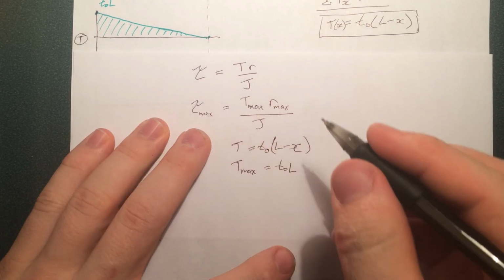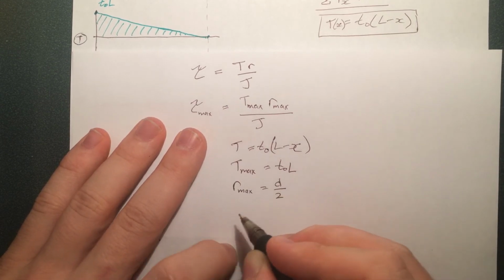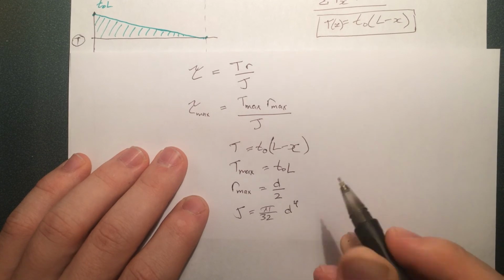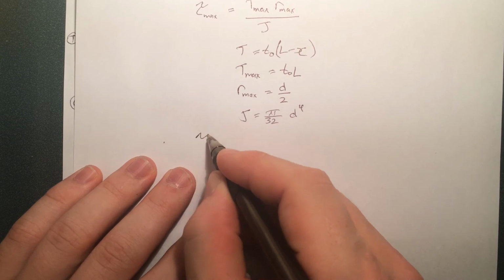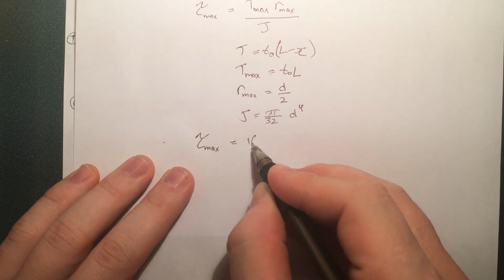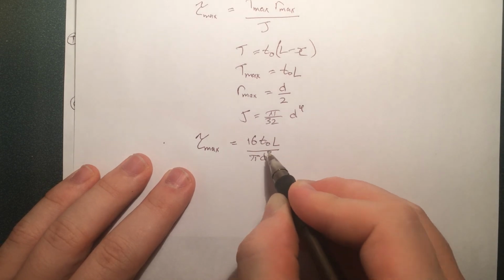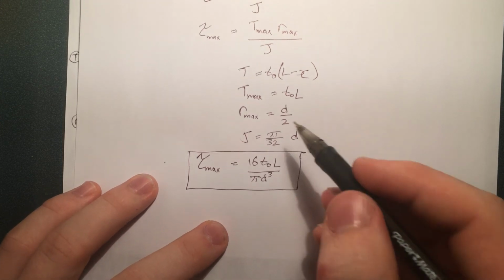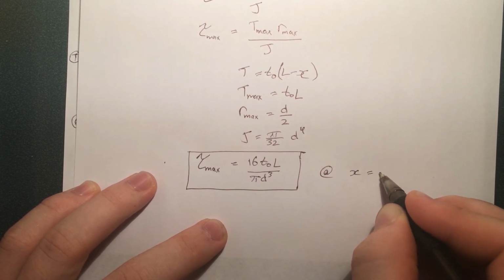Alright, and R max we know is D by 2. And we still know that J is pi by 32, D to the 4. So we take all these, plug it back into here, and the final expression then for the maximum shear stress is, right? And the location, well, we already actually described this, or found this. It was when x equals 0. So at x equals 0 meters.